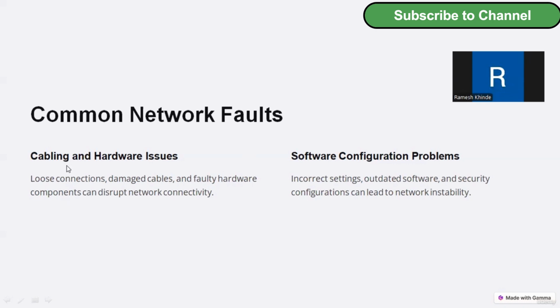Now, under hardware issues, there may be loose connections, damaged cables, and faulty hardware components that can disturb the network connectivity. So if there is any loose connection, or the soldering is not properly done on the kit, that comes under the hardware issues. Then under software issues, incorrect settings, outdated software that is not updated, and the security configuration can lead to network instability. If your network is not secured properly, then that creates a problem in the network.